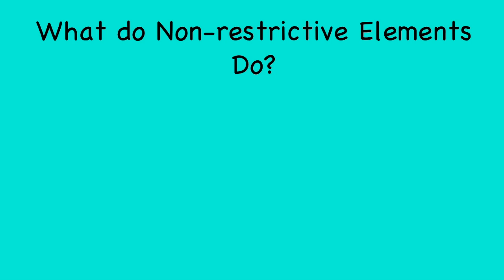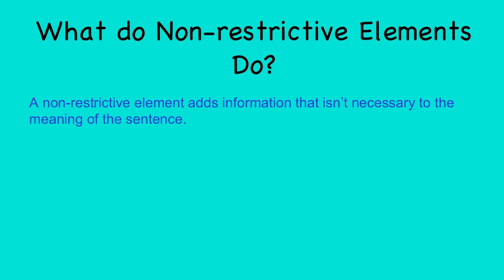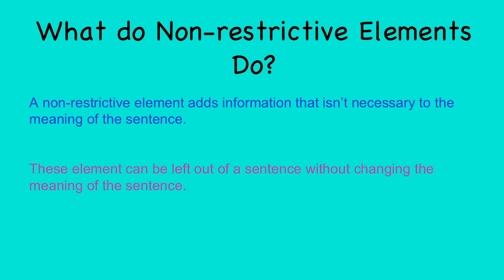Okay, so what exactly do non-restrictive elements do? Non-restrictive elements add details to a sentence that aren't necessary to understanding the sentence. In other words, you can take away these extra details without altering the meaning of it. These elements can be left out of a sentence without changing the meaning of it. They add extra details to an already complete sentence.